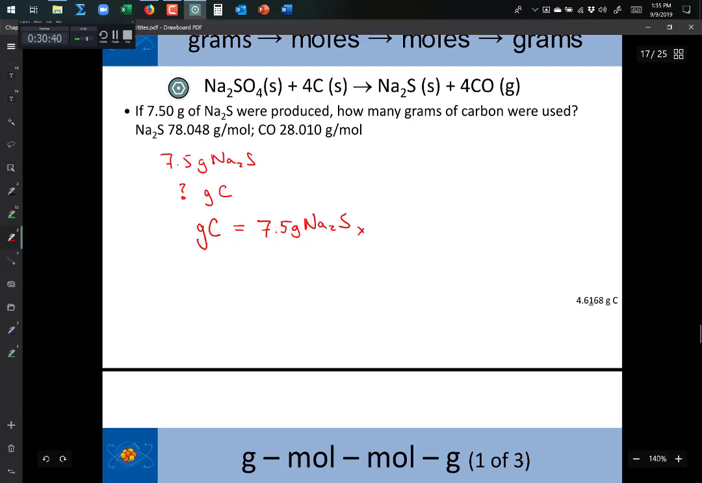You should get 4.6, like the little number says in the corner. So it's sodium sulfide, so it's 78.048 grams for every one mole of Na2S. Because the grams will cancel. So now what do I need to be canceling? Moles. So I have one mole of Na2S and four, right, moles of carbon.